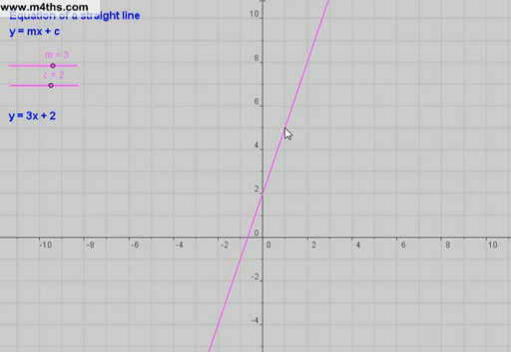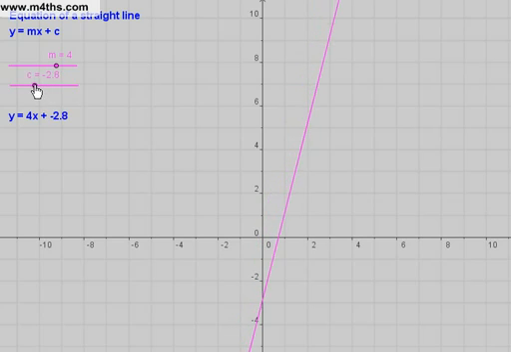And if you want to read a gradient, then you can pick a point on here and read up. So it goes up 3 across 1. Gradient of 4, steeper gradient. Y-intercept of 2. Y is equal to 4x plus 2 in the form y equals mx plus c.